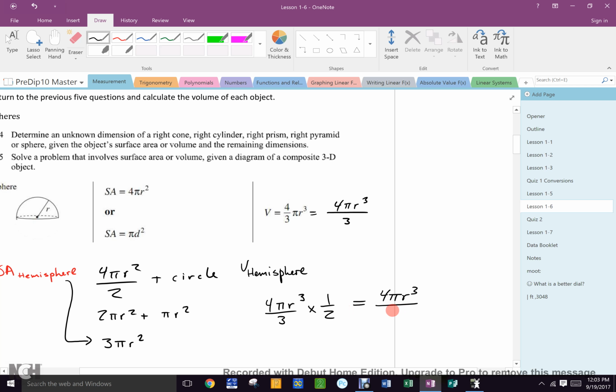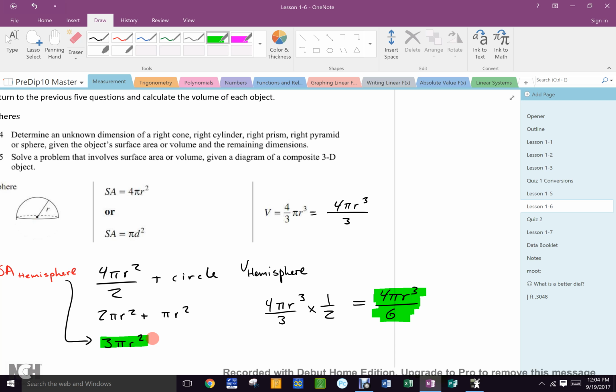And what's the bottom? 6. So that is our formula for a hemisphere's volume. And that is our formula for a hemisphere's surface area. Does everybody see what has happened there?